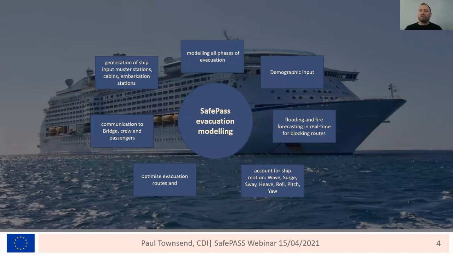So we'll start with what we can do with evacuation models in terms of having a cruise ship geometry, knowing where the muster stations are, modeling all the phases of evacuation. And that will be done for any cruise ship, but then that will be changed based on who is actually on the cruise ship on a particular journey, the incident that's occurring at the time and the movement of the ship. And therefore we can actually optimize or minimize the evacuation time by showing people exactly where to go rather than letting them find their own way.